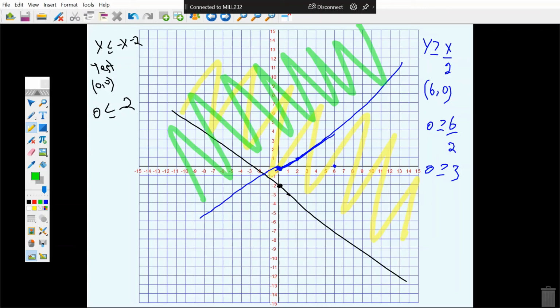Therefore, the overlap region is right here. I'll trace it in red highlighter here. The overlap is above the black line and to the left of the blue line. So the overlap region, anything in there. So hopefully that is what your graph looks like.